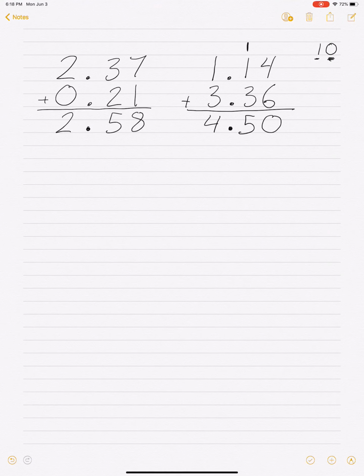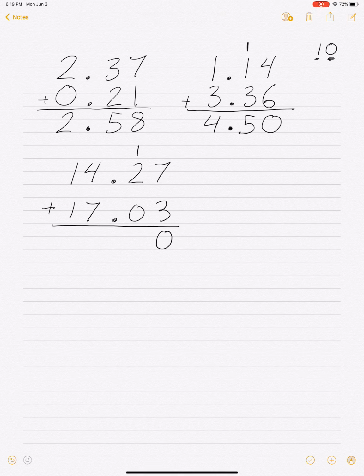Let's do another regrouping example with a little bit bigger numbers just to make sure we've understood this. So we'll try 14 and 27 hundredths plus 17 and 3 hundredths. So now we have 7 plus 3. Again, that's also 10. So our 0 stays on the bottom and our 1 must regroup into the 10th place. 2 plus 0 is 2, but we have to add that 1 to make 3. Our decimals are lined up and we continue that with our answer.